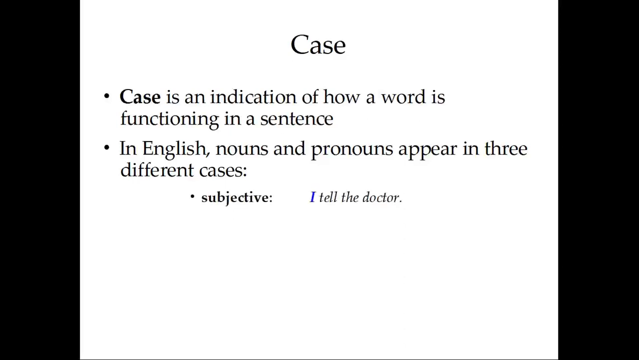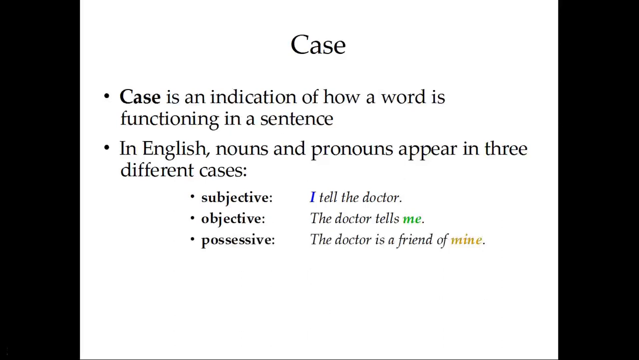There's the subjective case, I tell the doctor. There's the objective case, the doctor tells me. And there's the possessive case, the doctor is a friend of mine. Now, all three of these pronouns, I, me, and mine, are all referring to the same person, to the speaker. But they change form depending on how this word is being used.